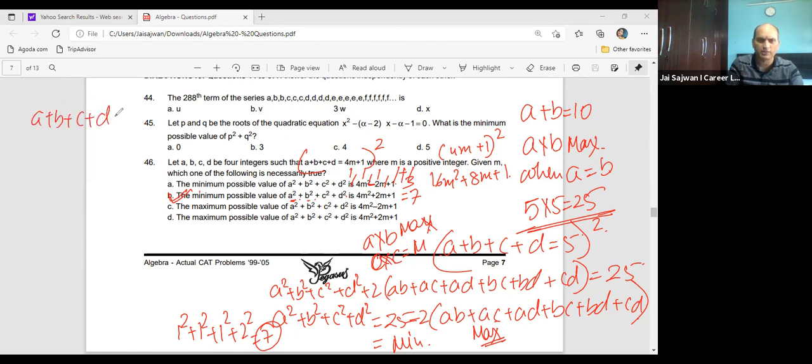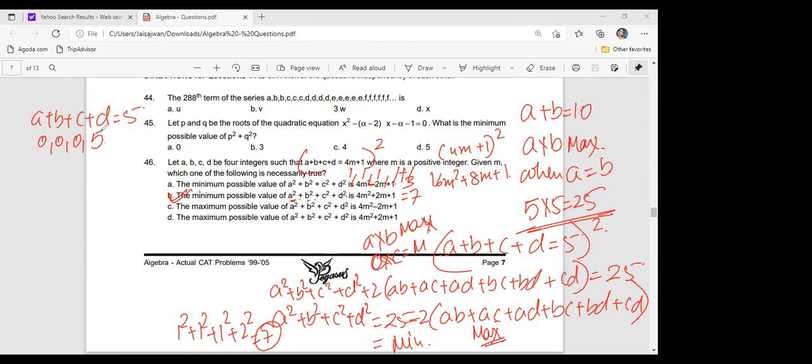You can say a plus b plus c plus d is equal to 5. And then what you do is you put all of these values to be 0 and one of the values you can put as 5. So you'll say 5 square will be coming out to be, so how many values are going to satisfy?